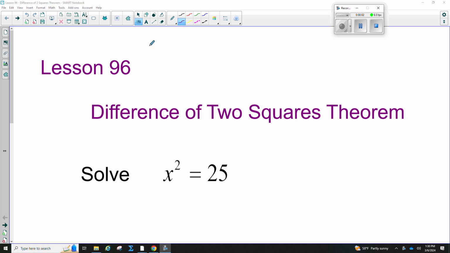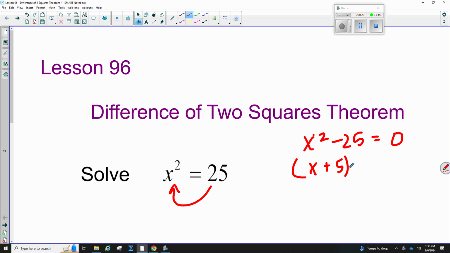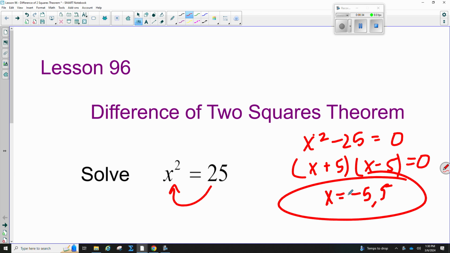Lesson 96. This is the difference of two squares theorem. I kind of don't like that they call it this, but I'll explain why in a minute. There are two ways to solve this problem, x squared equals 25. You learned how to do it by factoring, so it would say previously factor to solve. You would subtract the 25 over to the other side, so you'd get x squared minus 25 equals 0, and you would factor this, x plus 5, x minus 5, and then you would solve, and you would get negative 5 and positive 5 as your solutions, right?